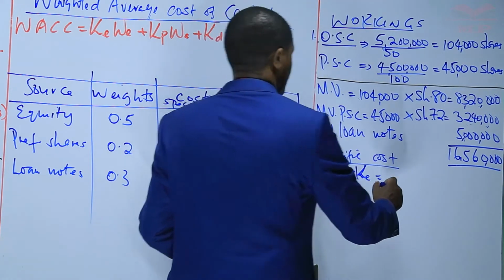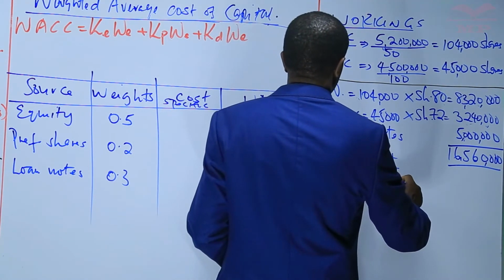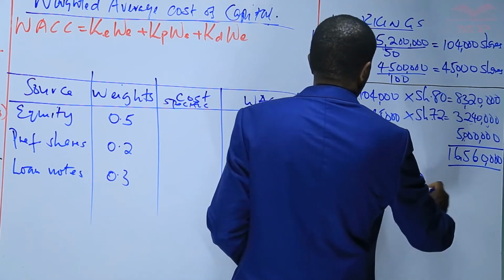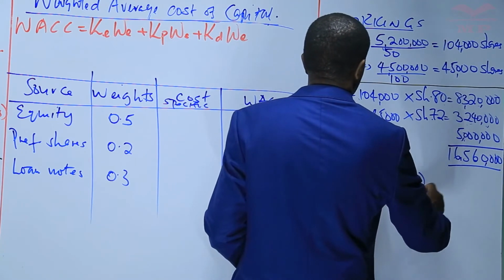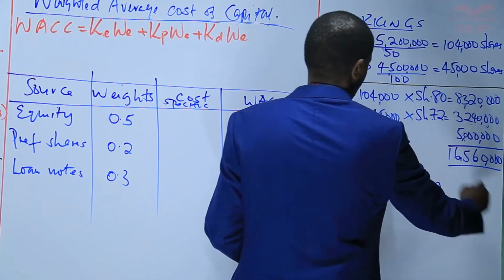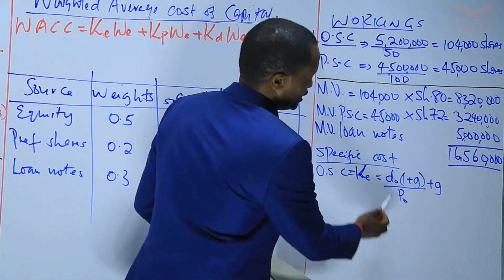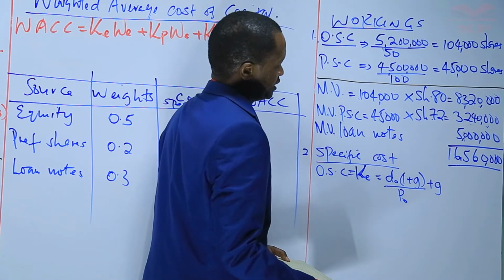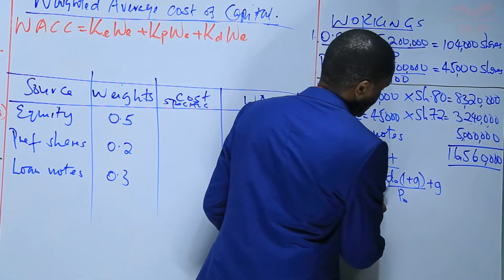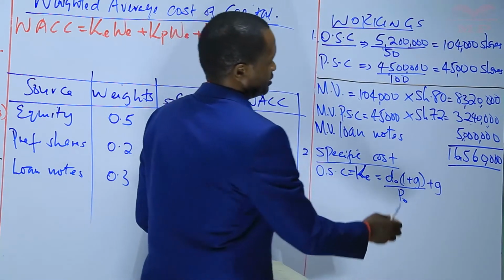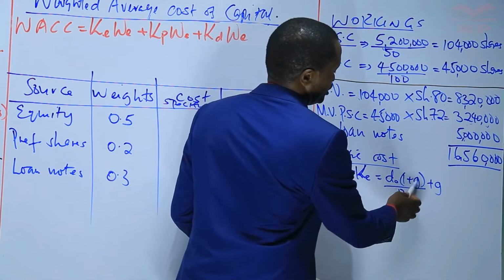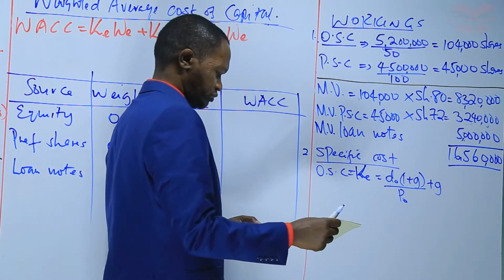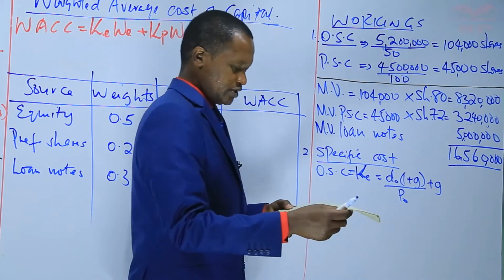We know the formula is D naught into 1 plus g over P naught minus g, where D naught is the current DPS, and D naught into 1 plus g is the expected DPS. From the question, which information are we given about the dividend?